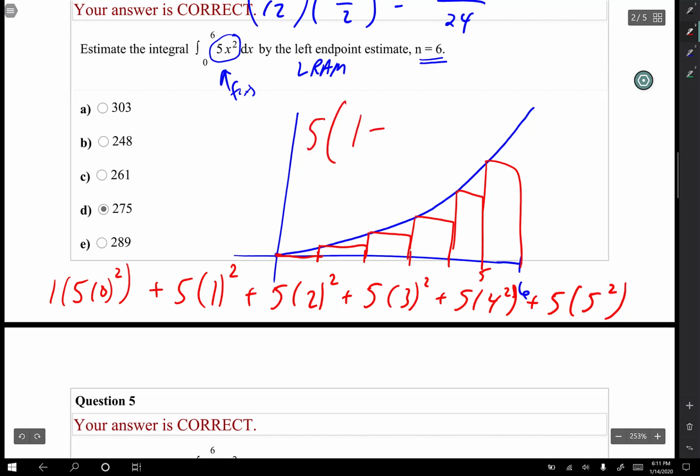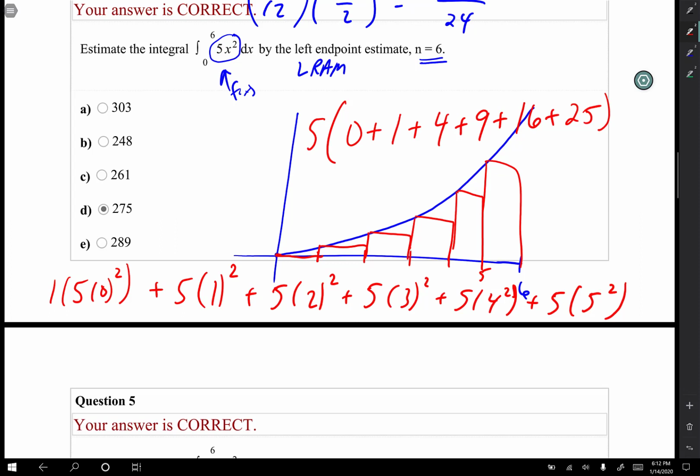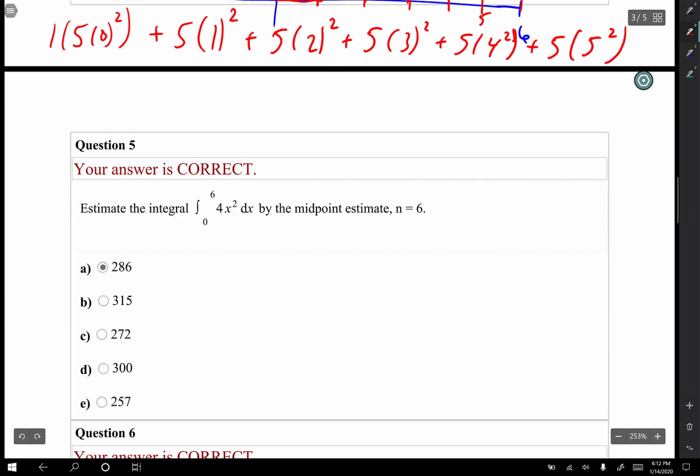Here we go. First, technically it's 0. 0 plus 1 squared is 1. 2 squared is 4. 3 squared is 9. 4 squared is 16. 5 squared is 25. Let's see. 25 plus 16 plus 9 plus 4 plus 1, and I get 55, and then 55 times 5, and I get 275. So 275. Yay. Let's go to the next one, guys.